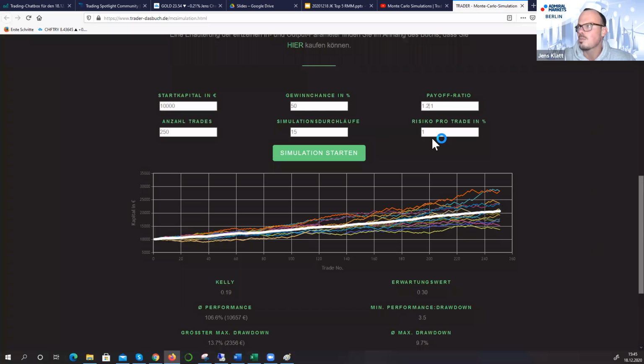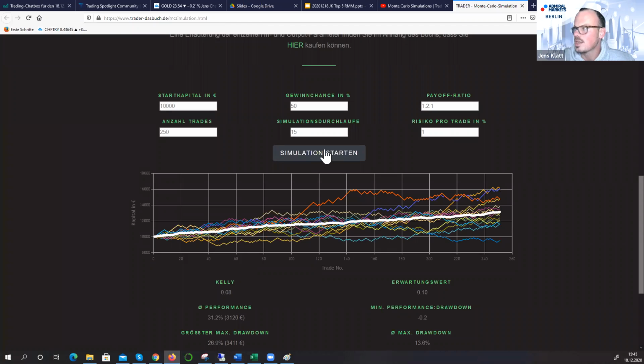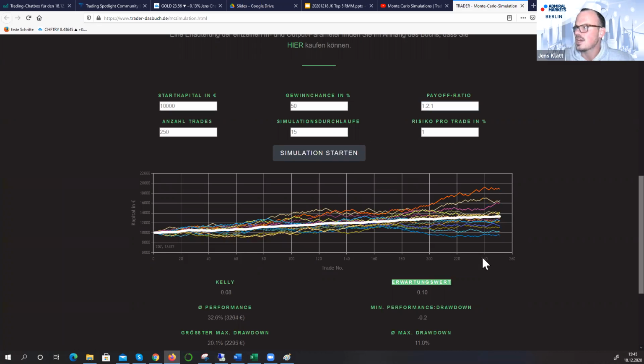But let me just do 1.2, for example. So you have at least one negative one here. There we go. If you decrease the average winning trade too much, in this case, you're still profitable. There's no question about that. Here you have the Erwartungswert, the expected value. It tells you whether what you're doing here is profitable in the long run or it isn't.